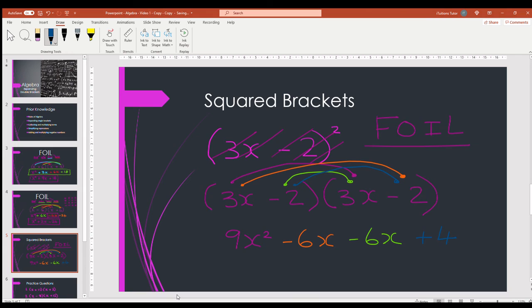And again, we're going to simplify this now. 9x squared, negative 6x plus a negative 6x gives us a negative 12x, plus the 4, and this is your simplified expression.